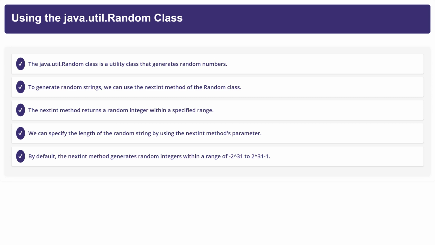The java.util.Random class is a utility class that generates random numbers. To generate random strings, we can use the nextInt method of the Random class. The nextInt method returns a random integer within a specified range. We can specify the length of the random string by using the nextInt method's parameter. By default, the nextInt method generates random integers within a range of -2 to the power of 31 to 2 to the power of 31.